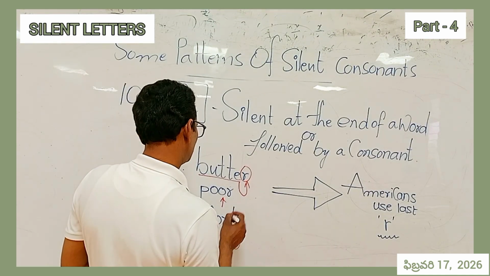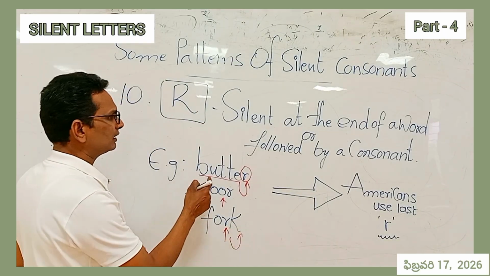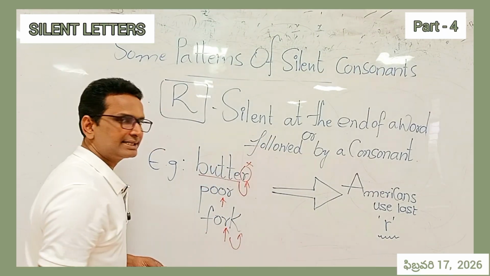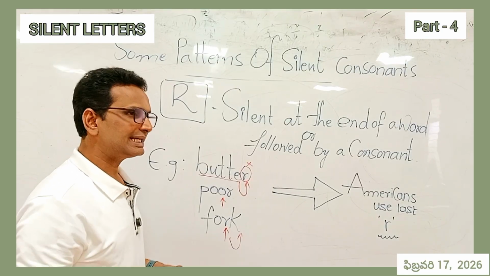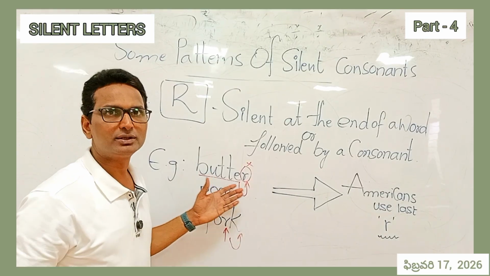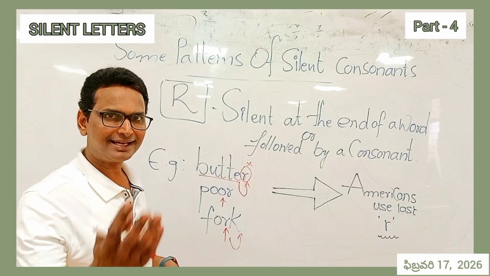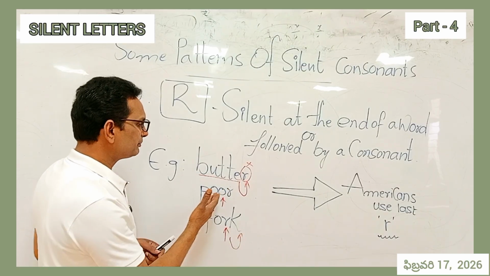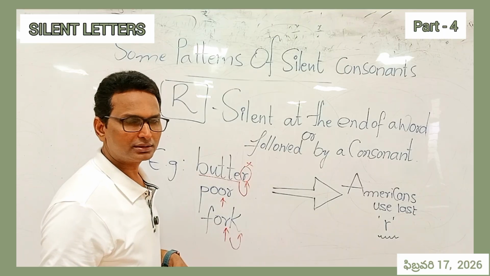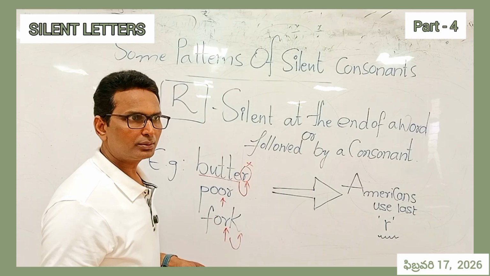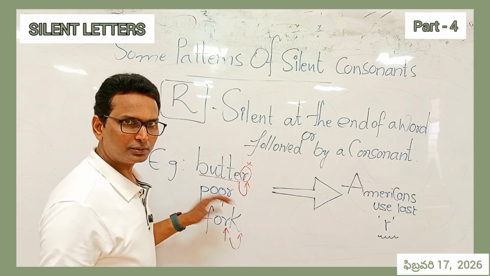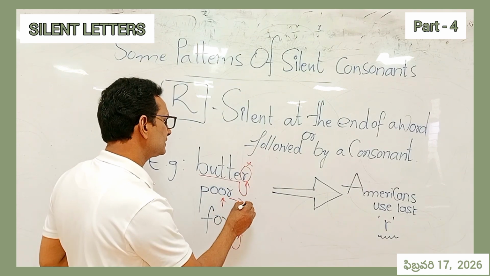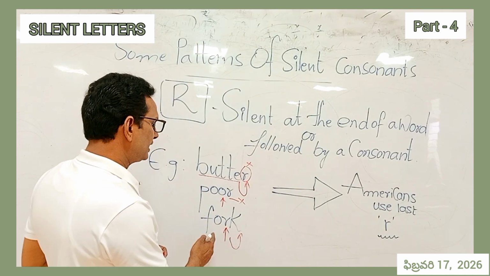Now let's take a look at these words. It is silent at the end of a word. Now it's not pronounced. It's not 'butter' with a strong R. Native people say 'butta, butta'. Can you say that? And P-O-R, it's 'paw', not 'puru'. It's 'paw', 'paw'. So it becomes silent and it's not pronounced.